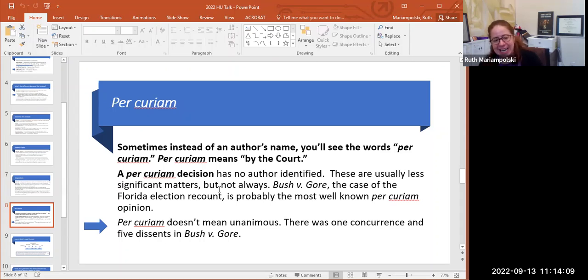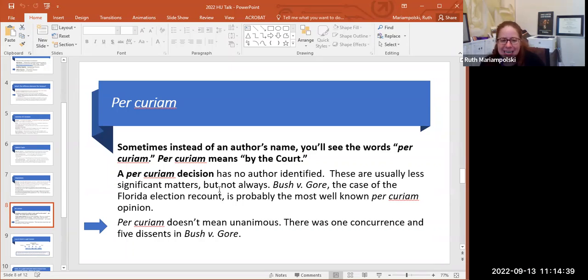Now, occasionally, we're starting to dig a little deeper. Sometimes instead of an author's name at the top of a majority opinion, you'll see the words per curiam. Per curiam means by the court. A per curiam decision has no author identified. They are usually less significant matters, but not always. And Bush v. Gore, the case of the Florida election recount, is probably the most well-known per curiam opinion.